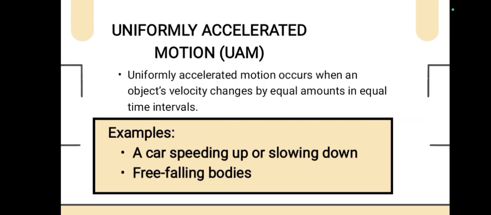So, an example of a uniformly accelerated motion would be a car speeding up or slowing down on a straight highway. Another example is a free fall, or a free falling body. We are going to tackle the free falling body in a separate video lesson. So we are going to focus first on UAM.